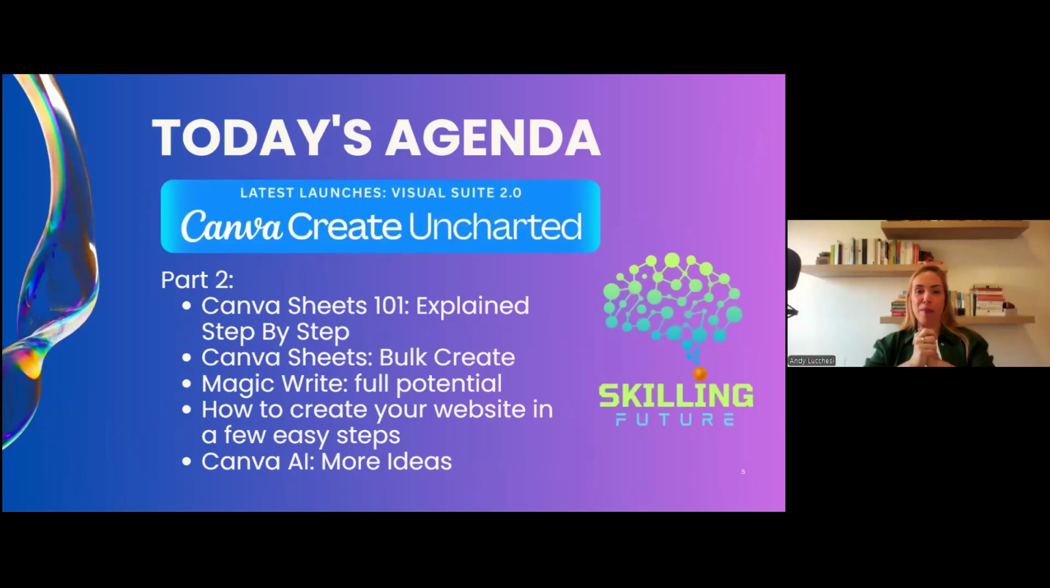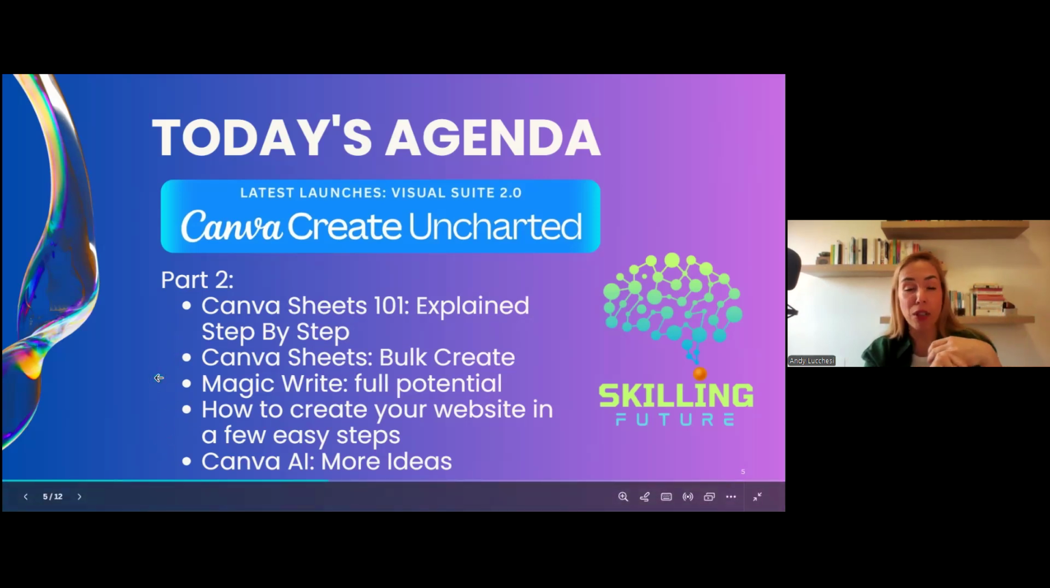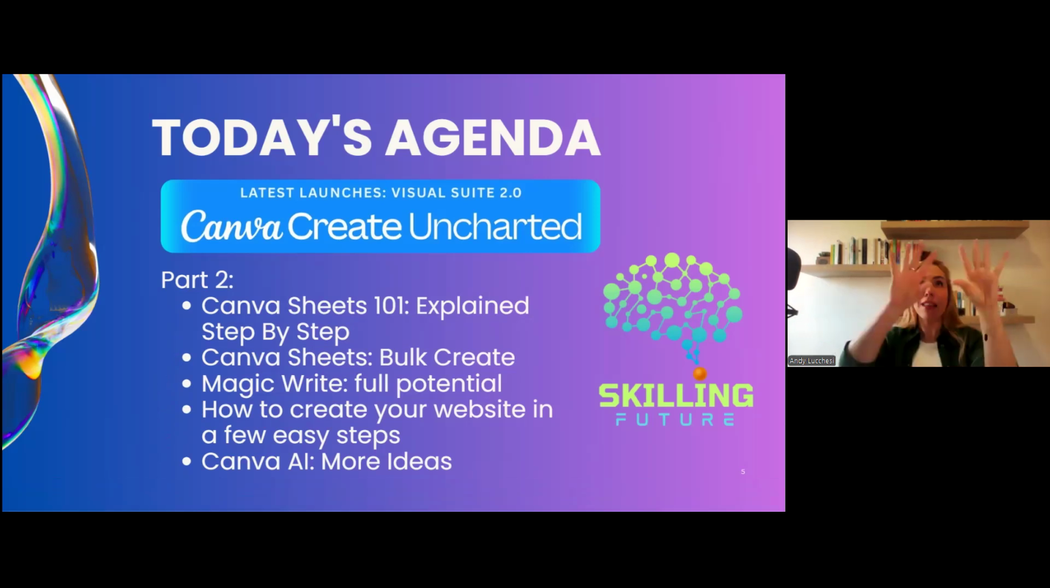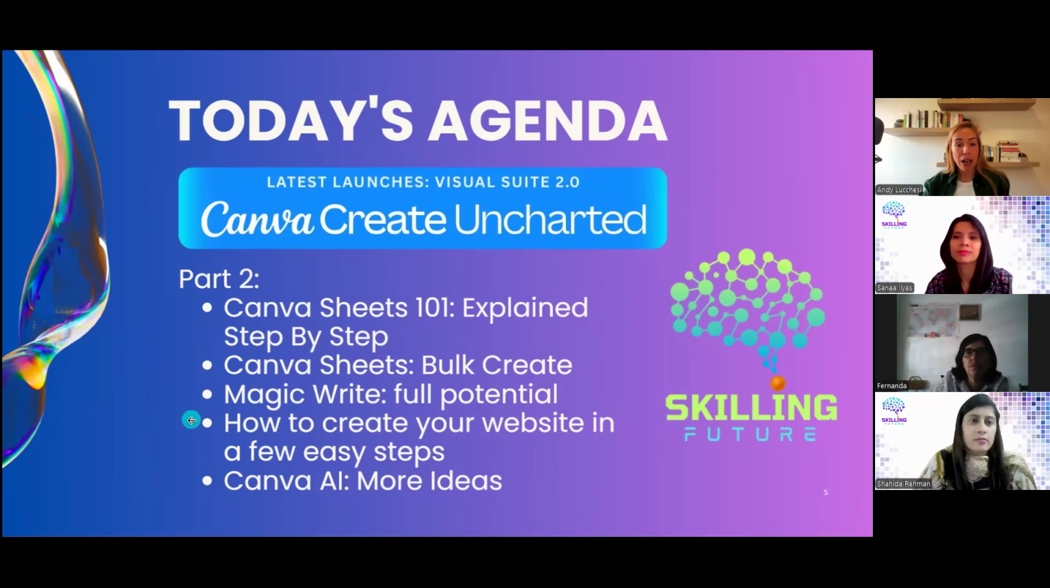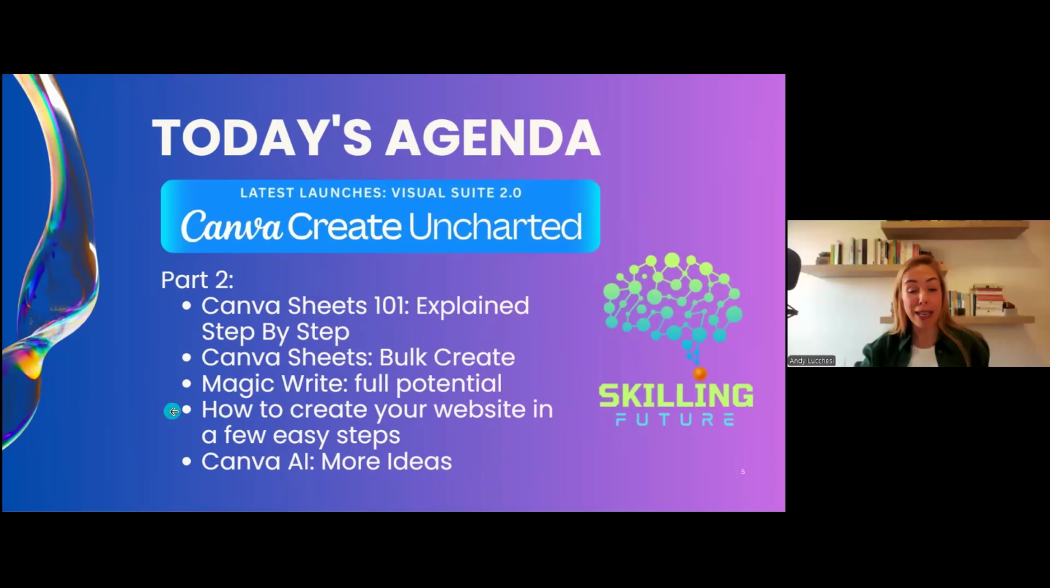So today's agenda. Oh, I'm so excited about this one. Today we're working on Canva Sheets 101 explained step by step. Literally, it's not just about working on the templates, it's understanding how it works on all the steps, all the features, so you are free to create whatever you want and, more importantly, whatever you need. Also, we're going to specifically take some time to explain Canva Sheets bulk create. Then, as an extra, we're going to cover Magic Write's full potential because for some of us, we see the features, we understand them, but then we sometimes use them in a limited way, and that obviously cuts our creativity flow, right?